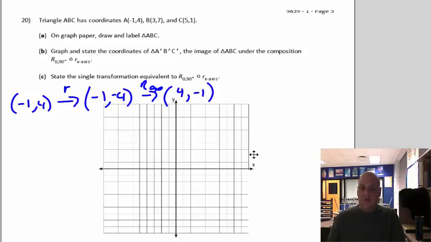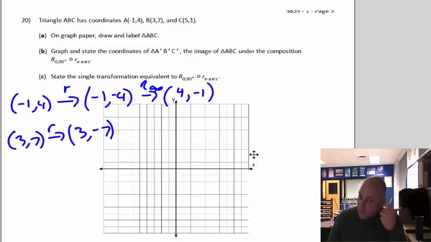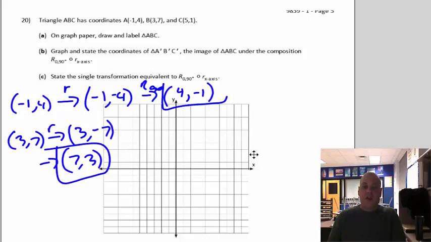Then I'm just going to give you the other ones. So it's 4, negative 1, and then it's going to be 3, 7, which reflects and becomes 3, negative 7. Make sure you graph these as well, guys. And then 3, negative 7 is in the fourth quadrant. That's going to the first quadrant. So 7, 3.